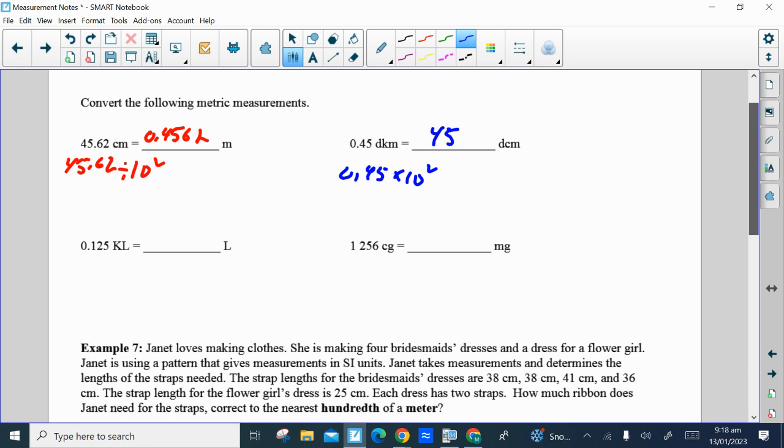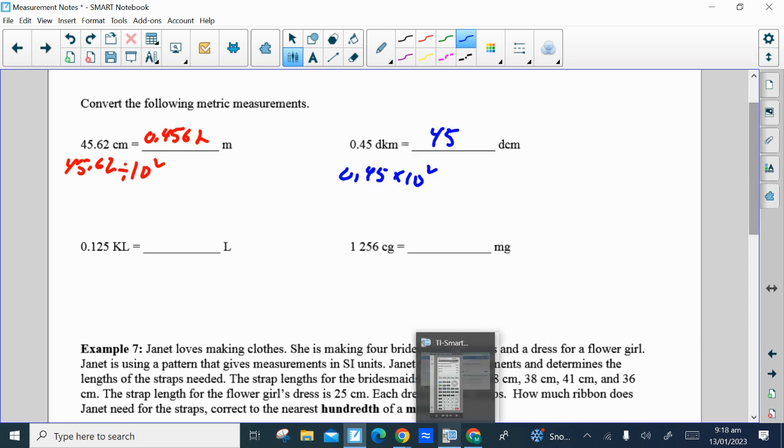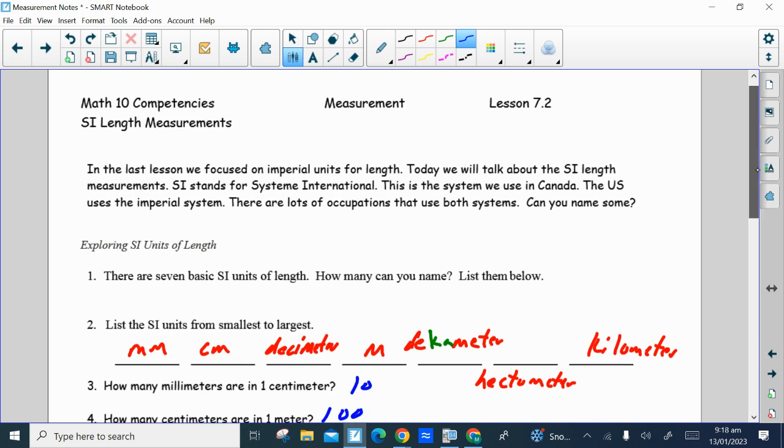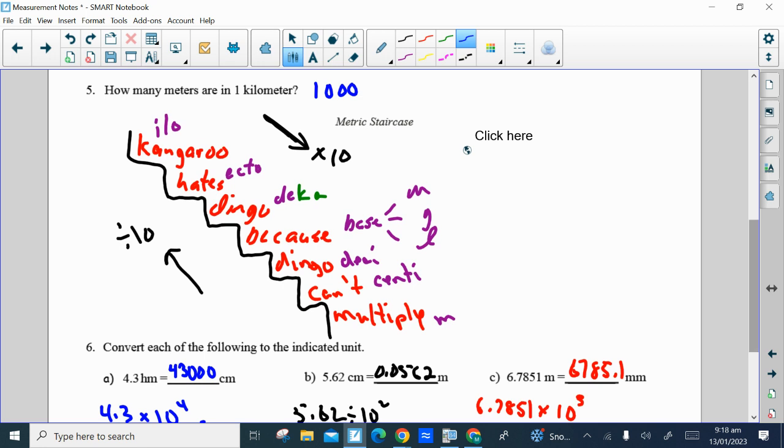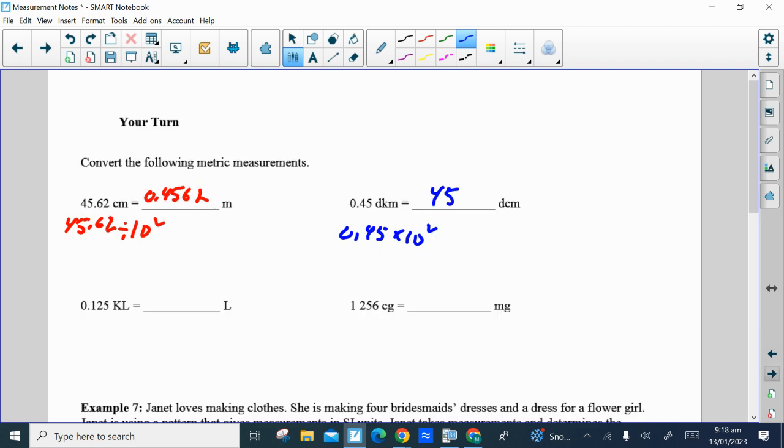To go from kiloliters to liters. So to go from kilo down to liters, you're going to go down the staircase 1, 2, 3 spots, which means you're going to multiply by 10 3 times. So it'll be 0.125 times 10 cubed, which will move the decimal 3 spots to the right, and we'll get 125 liters.